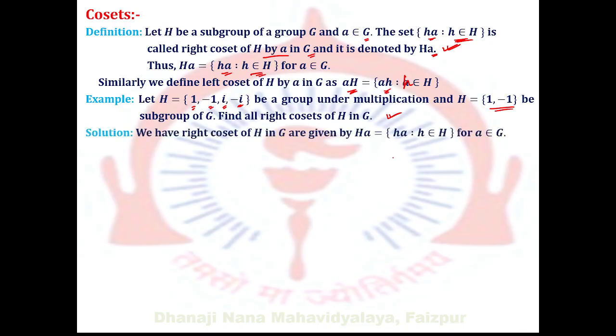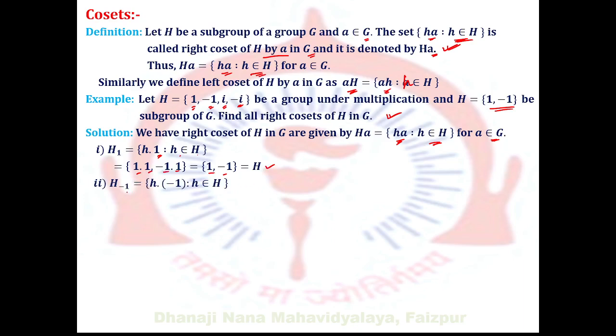To find all distinct right cosets, we have the right cosets of H in G given by Ha is equal to the set of all h into a such that h belongs to capital H, for fixed element a belongs to G. So H1, so here we multiply elements of H by 1. That is equal to the set of all h into 1 such that h belongs to capital H. So that is equal to 1 into 1, minus 1 into 1. So it is equal to the set containing 1 and minus 1, that is equal to H.